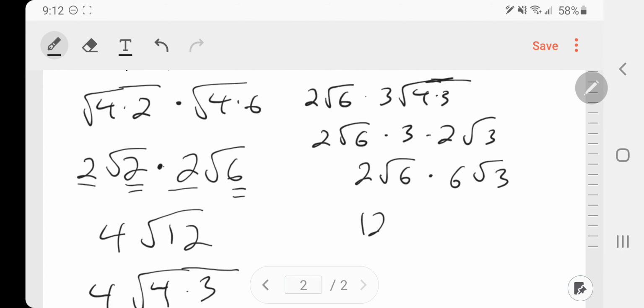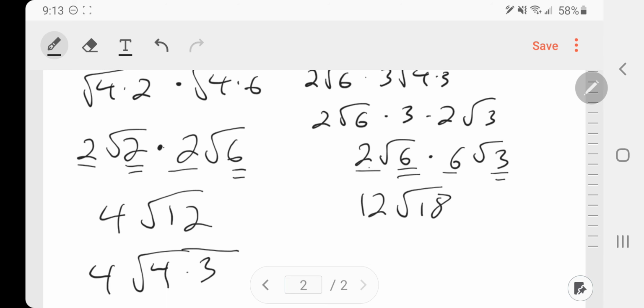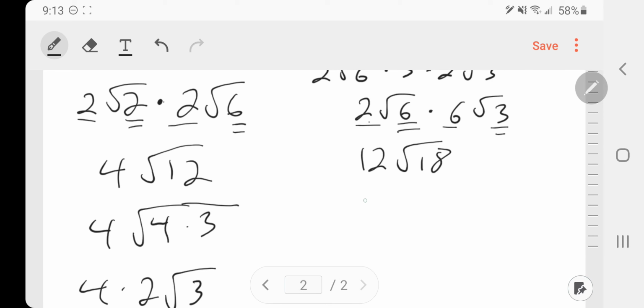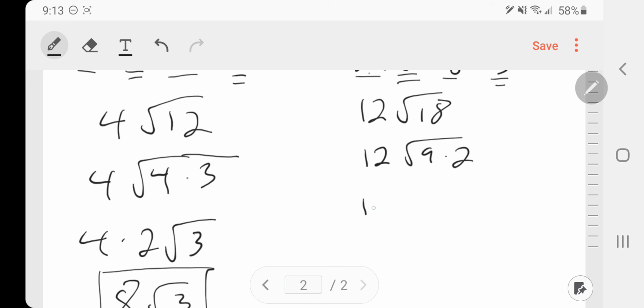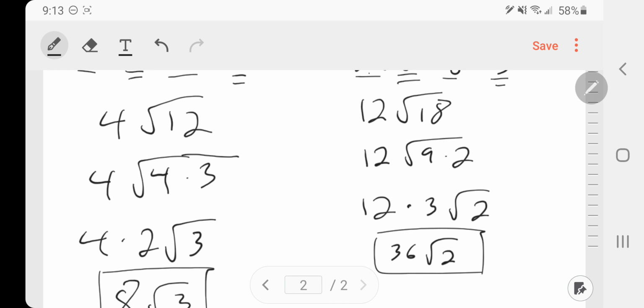All right, so then we get 12 and the square root of 18 when we multiply this one, because 2 times 6 is going to give us 12. 6 times 3 is going to give us square root of 18. And the square root of 18 can once again be broken down one more time, so we're going to use 9 and 2. That's going to give us 3 square root of 2. Square root of 9 is going to give me 3. That's where that 3 is coming from. And then it's going to be 36 square root of 2 is my final answer.